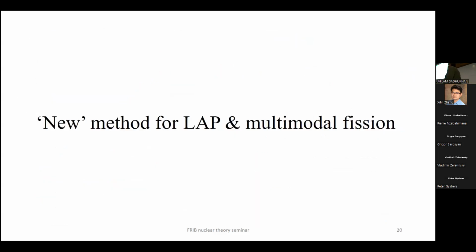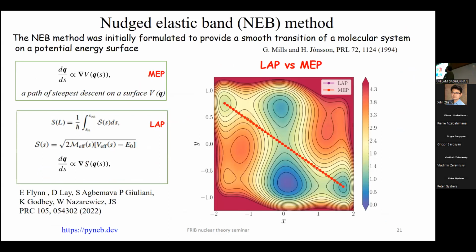Now, with this, I come to the next progress. That is what we apply for the least action pathway calculation. And here I will explain what our new methodologies are for the pathway calculation. This work is basically done by Dick and Daniel.